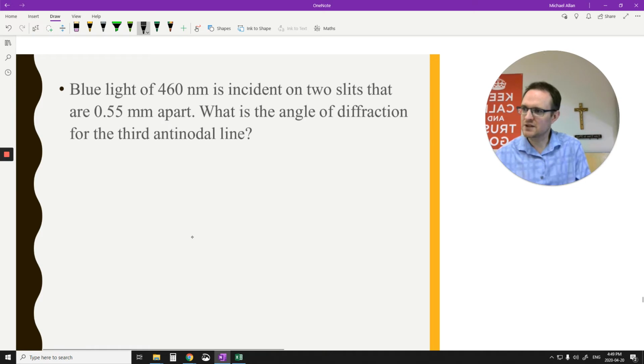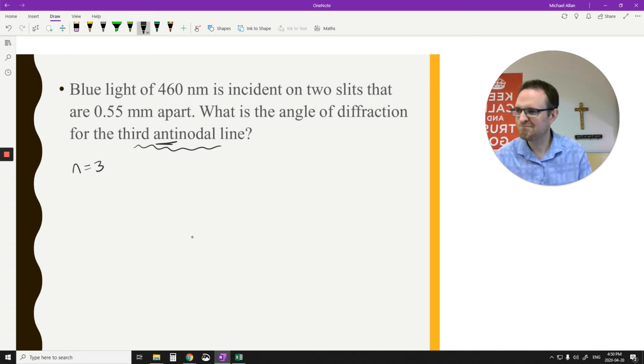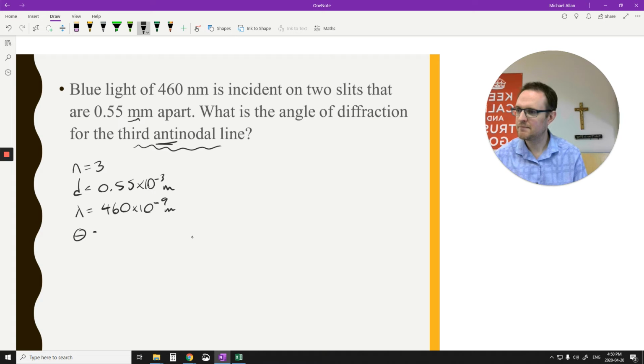What's the angle of diffraction for this one here? So we got a third antinode, which is important, is that this is n is equal to 3. Because the third antinode. The two slits here, we got the d, the distance, so that's times 10 to the negative 3. I'm going to change it from milli to regular meters. We got the wavelength here. It's in nanometers, so I'm going to change that to regular meters so they match. They have to match for the formula to work. And we're trying to find theta.